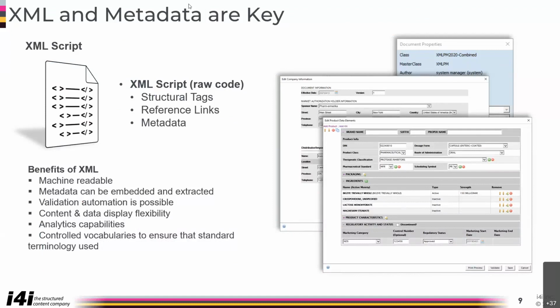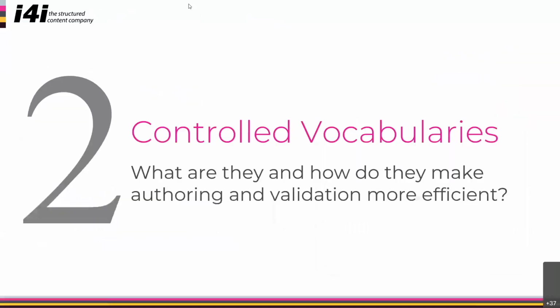Another key aspect of XML PMs is that the metadata values can be embedded into the document. This can include any data about the document, such as the document type, the author, identifiers, etc. But it can also store values such as product details, company information, and controlled vocabularies. And that brings us very nicely into our first new topic in today's webinar, which is controlled vocabularies.